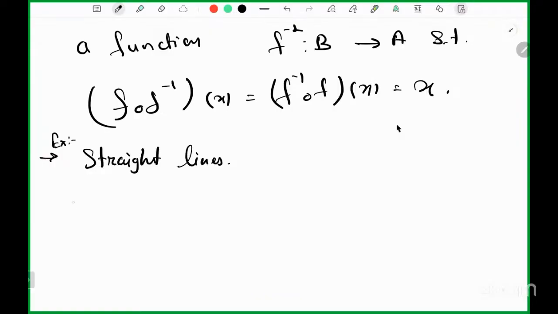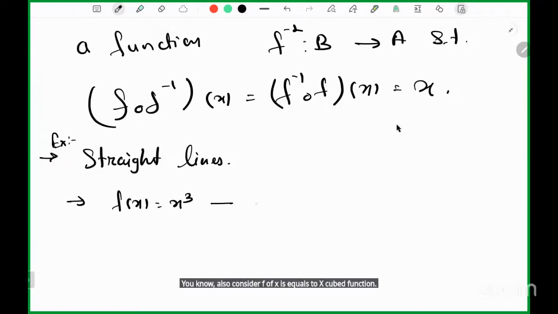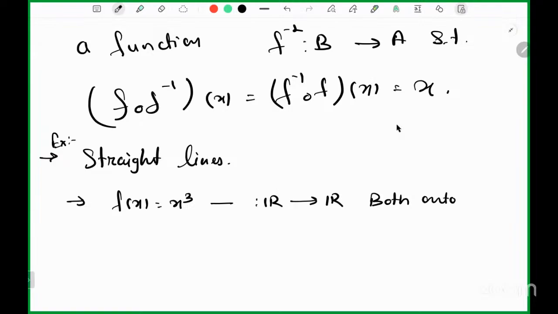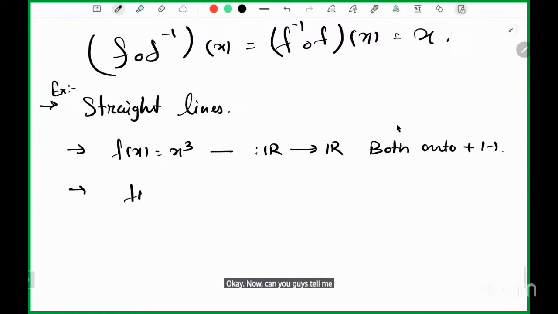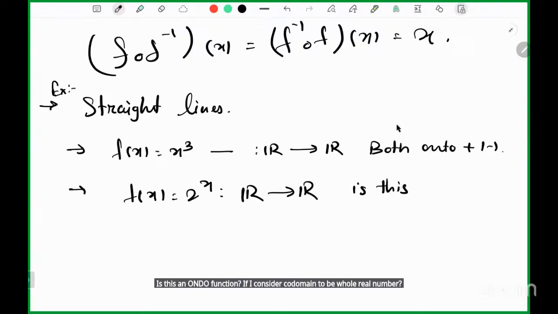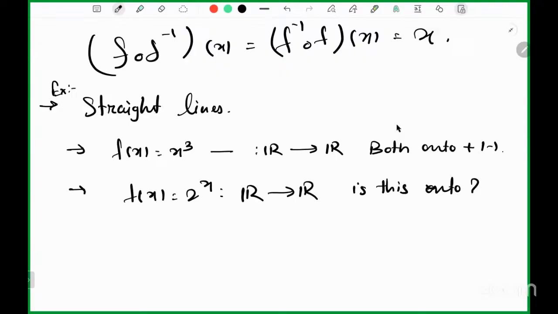You can also consider f of x equals x cube function. This is both one-one and onto from real number to real number. Okay, now can you guys tell me, f of x equals 2 to the power x, is this an onto function? If I consider the codomain to be the whole real number? What do you think? Is this onto?